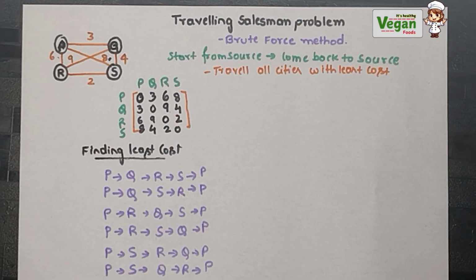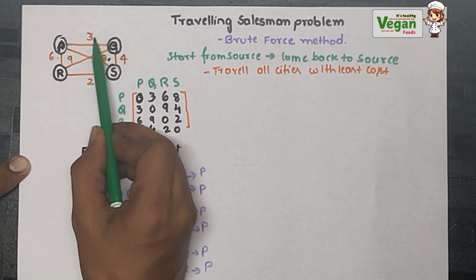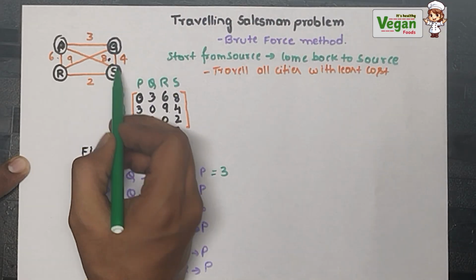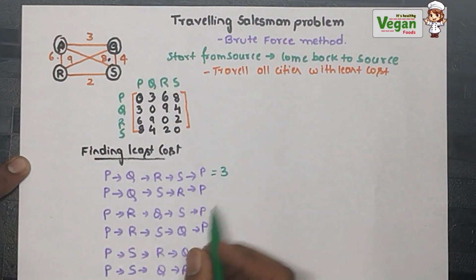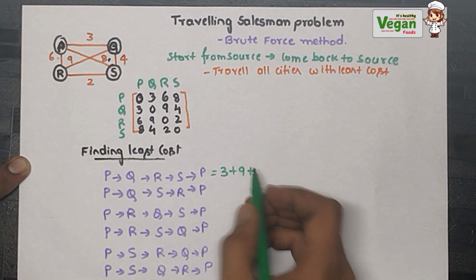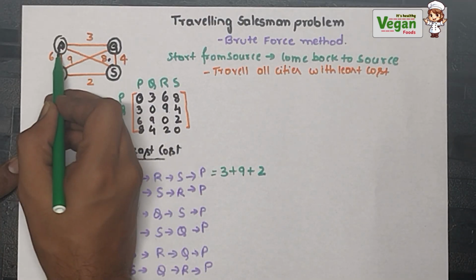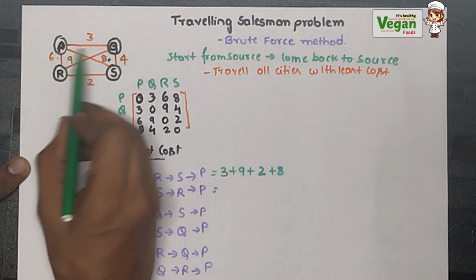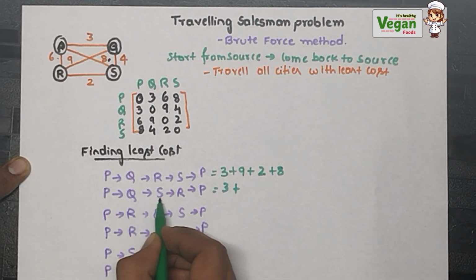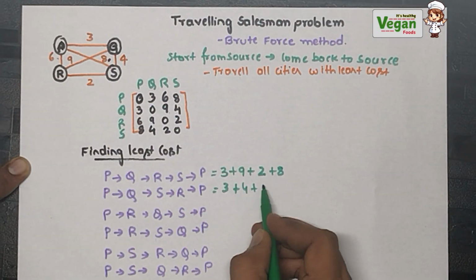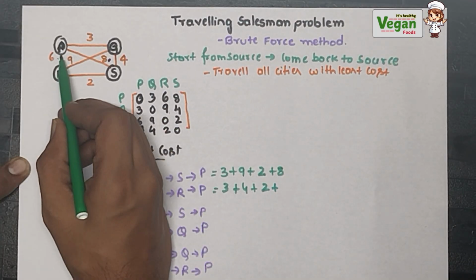Now calculate the total cost. See, from P to Q it is 3. Next Q to R, it is 9, plus R to S, it is 2, plus S to P, it is 8. Next, P to Q it is 3, plus Q to S it is 4, plus S to R it is 2, plus R to P it is 6.